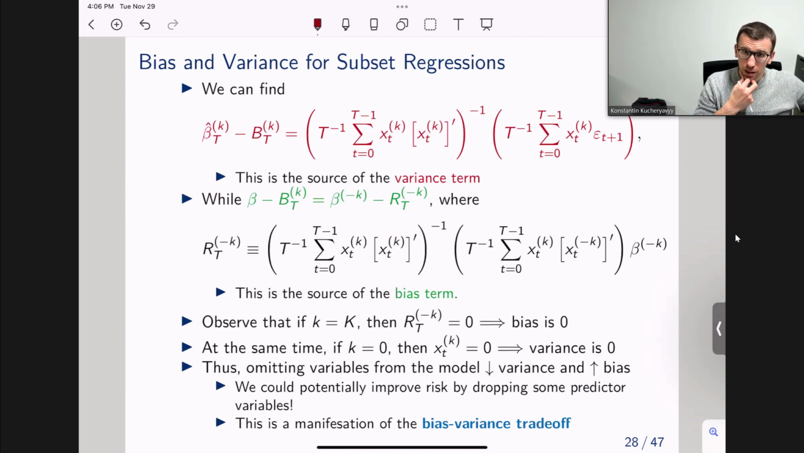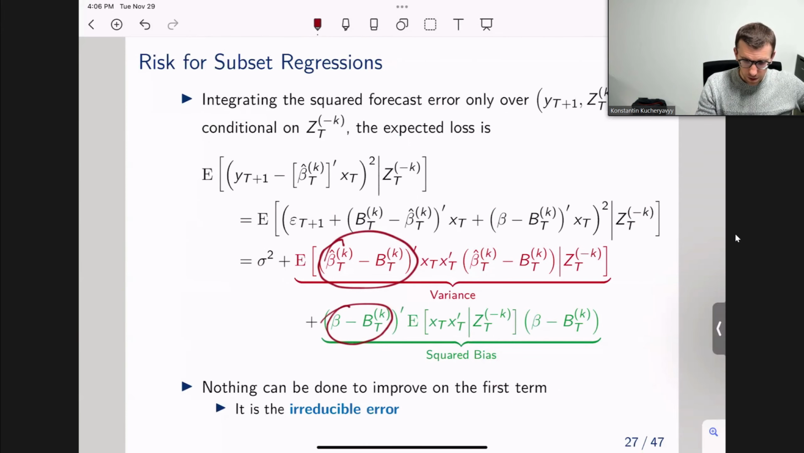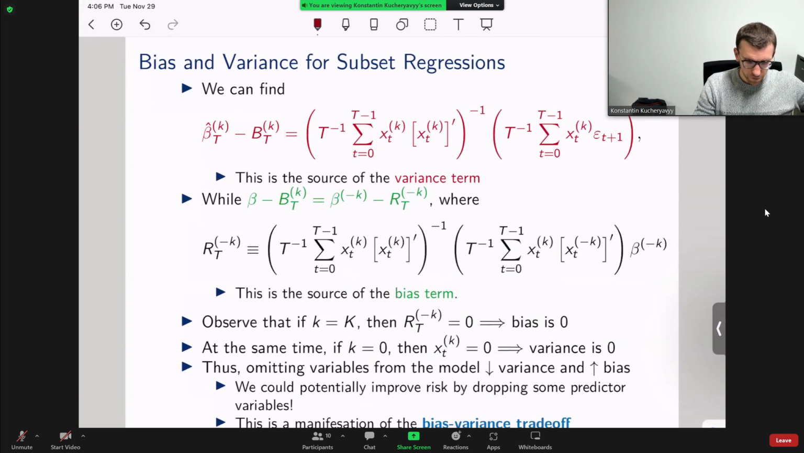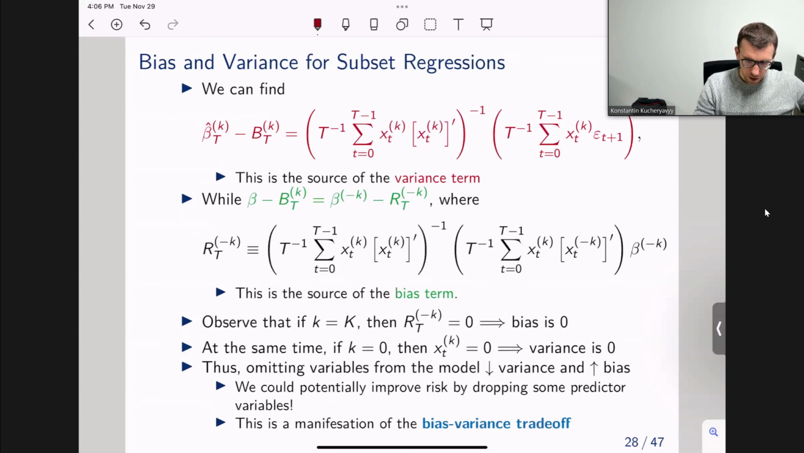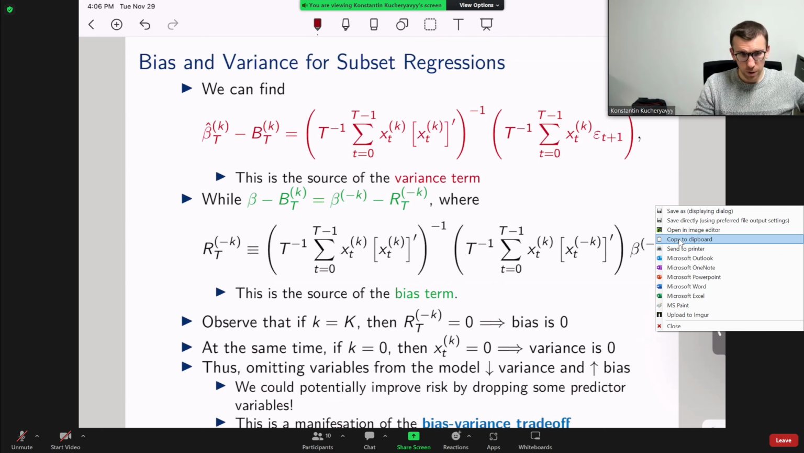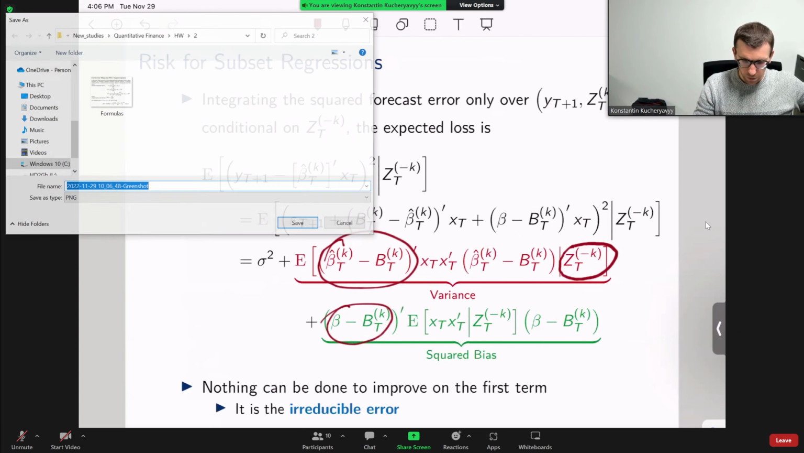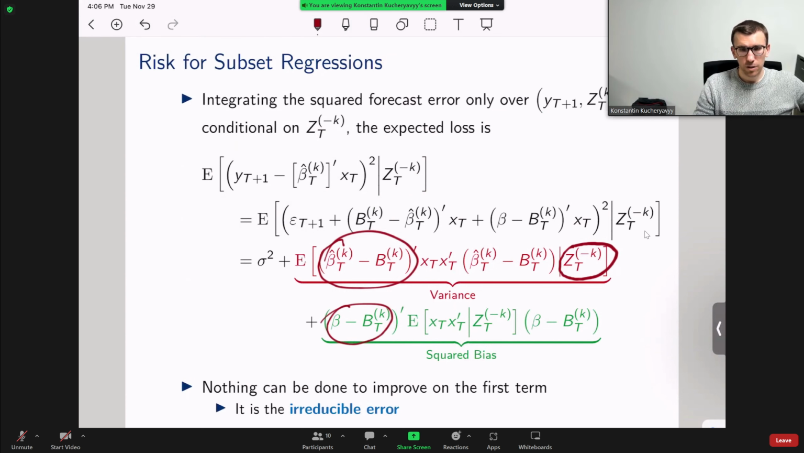The difference is that in this expectation here, we are conditioning on the data that we excluded. That's why we have this somewhat unusual structure. What you're saying will be true if we calculate the unconditional expectation.